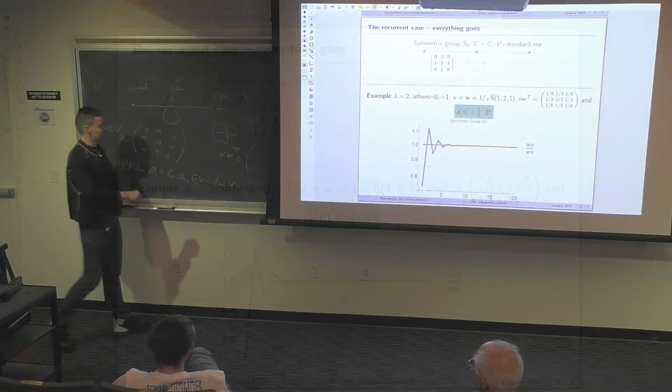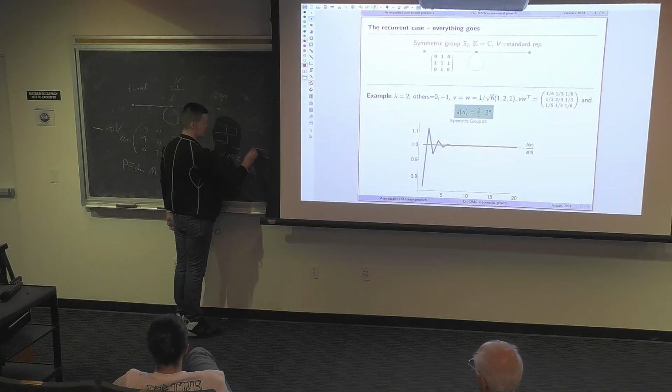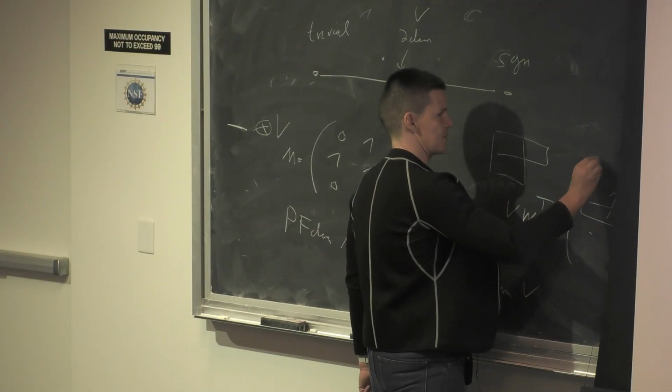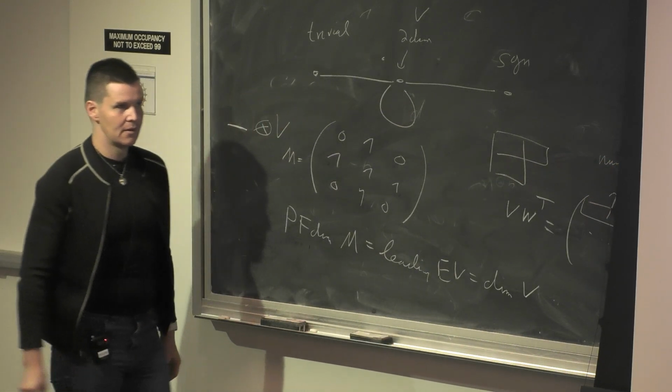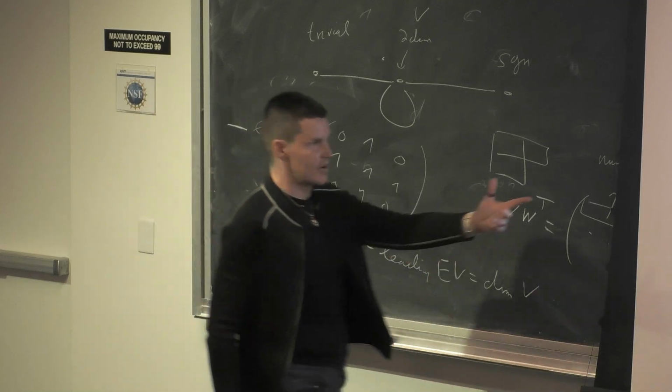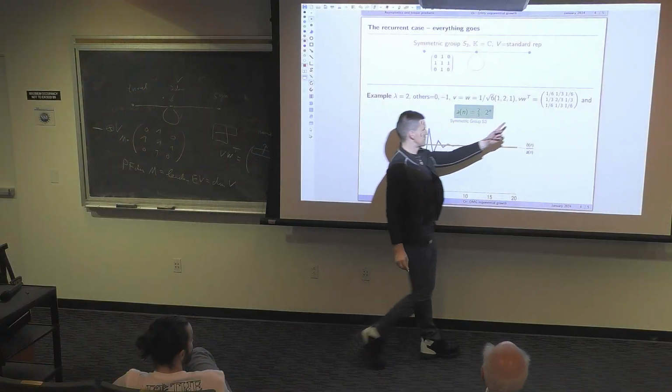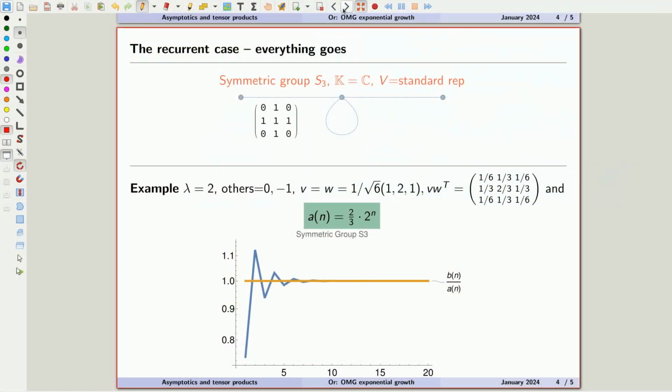And the row sum of the first row is the number you're looking for. You take the sum of the first row, that's your number. Okay, and that's exactly this 2/3 if you do it in this example. 1/6 plus 1/3 plus 1/6 is the 2/3, and that's the asymptotic formula you get. And I just plotted the ratio. It converges like really fast.